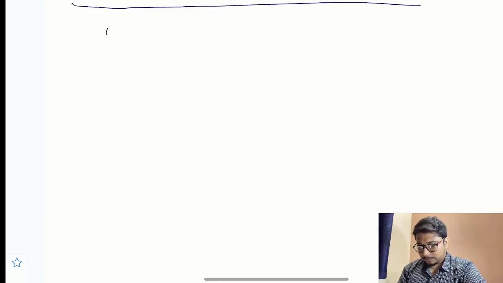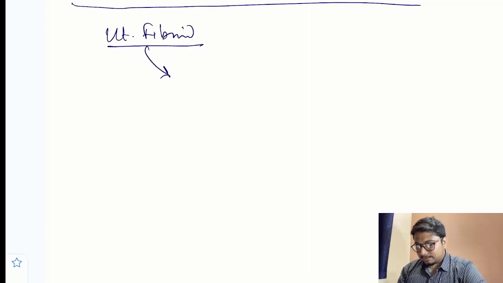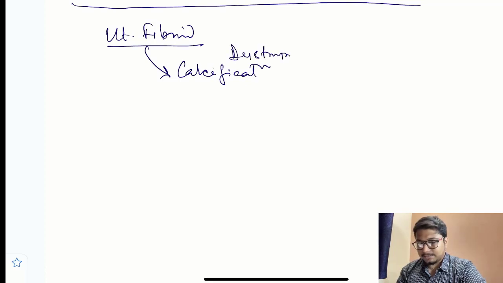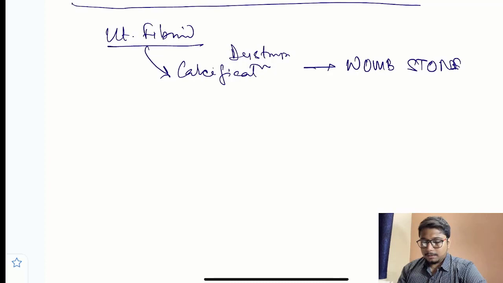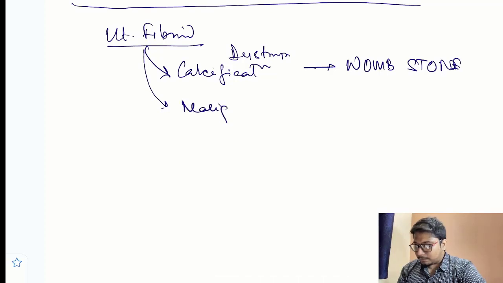Okay, so there was one more question, which is the classical presentation of uterine fibroid. So uterine fibroid can undergo several kinds of degeneration. One is dystrophic calcification, where the entire fibroid gets calcified, and it presents as a womb stone. It looks like a bladder stone, but it is basically a uterine fibroid which has become a stone. So that is a womb stone. Then it can undergo malignant transformation, which is less than 1%.